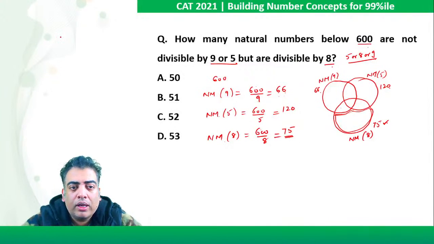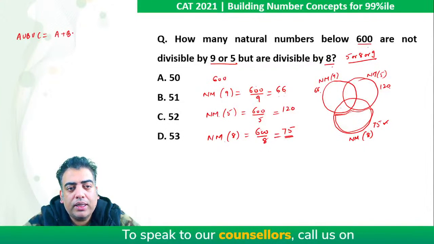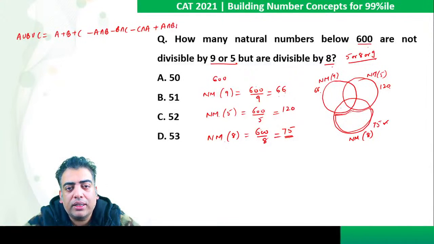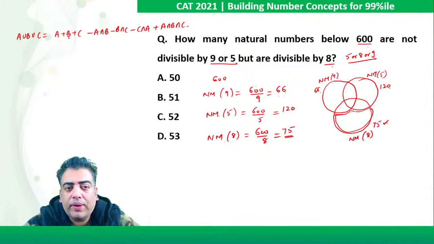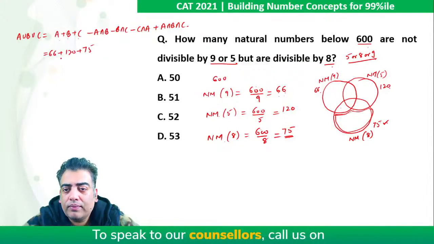Right. And here we can use A union B union C is equivalent to A plus B plus C minus A intersection B minus B intersection C minus C intersection A plus A intersection B intersection C. So three values we have already found. It is 66, 120, 75.